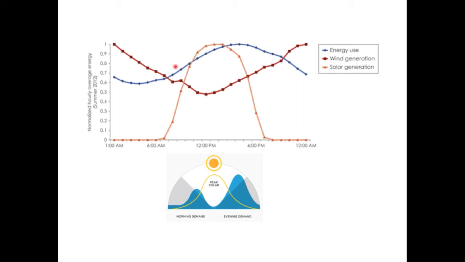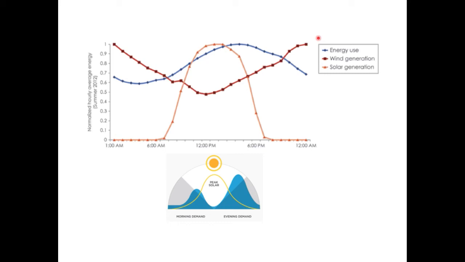In red, with the boxes or squares, that is wind. Wind generation potential is highest at night. It tends to decrease during the day, and you can see it has a minimum during the early afternoon hours, and then it again increases as we return to night.